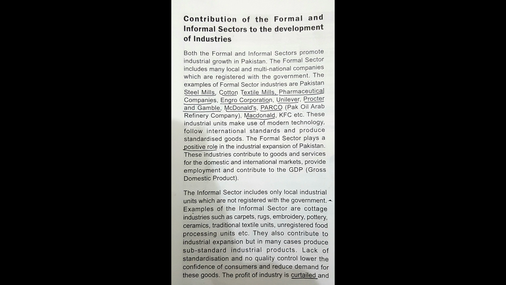The informal sector is contributing a lot for the production of domestic things, but their production is not standardized at the international level. They do not fulfill the requirement of international imports, so they are useful for the domestic industry only. Lack of standardization and no quality control lower the confidence of consumers and reduce demand for these goods.